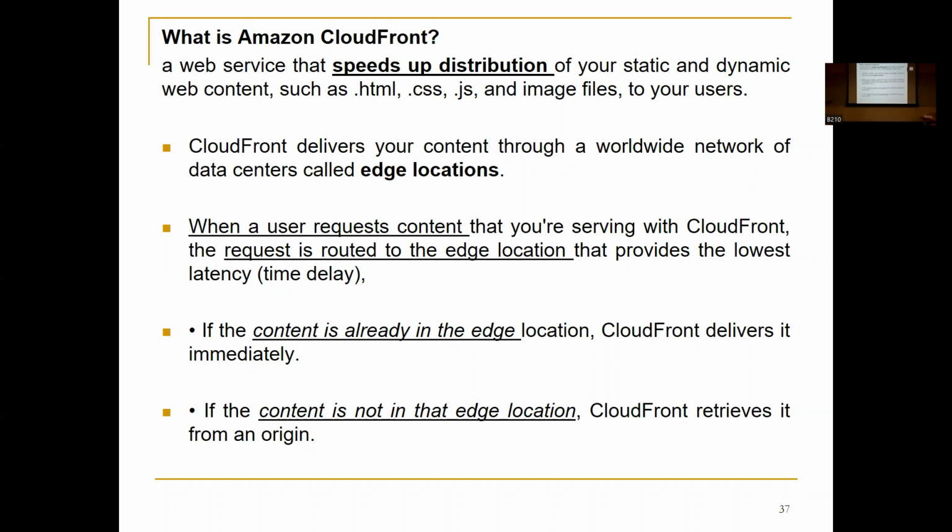Whenever a request is made, it goes to the edge location. An edge location is a surrogate server. If the data is residing there, it is immediately provided. If it is not there, it is taken from the original server. But this delivery from the original server to the edge location is very, very fast.